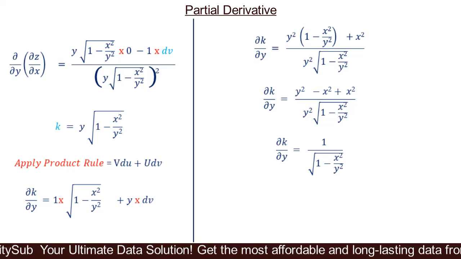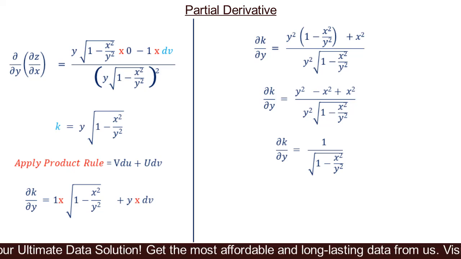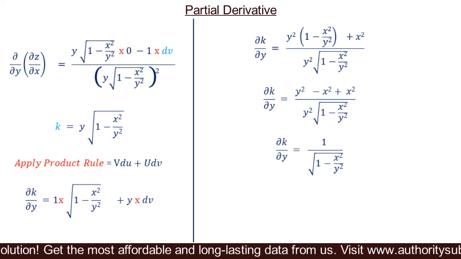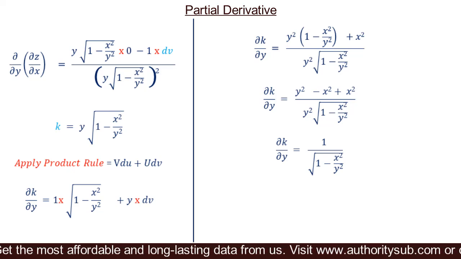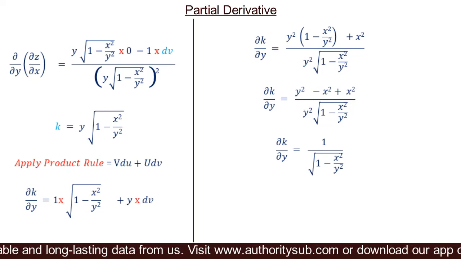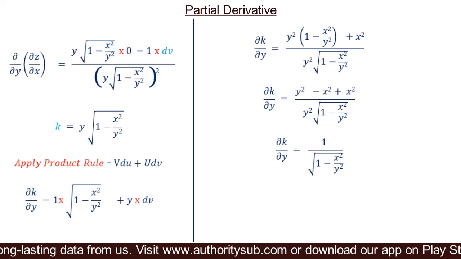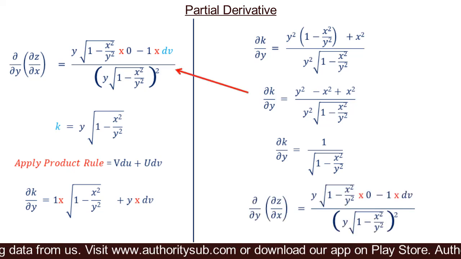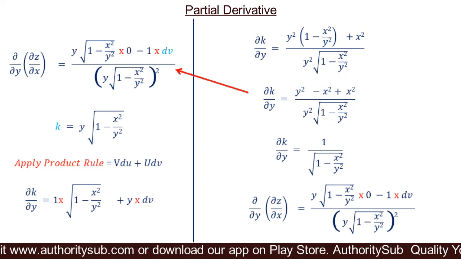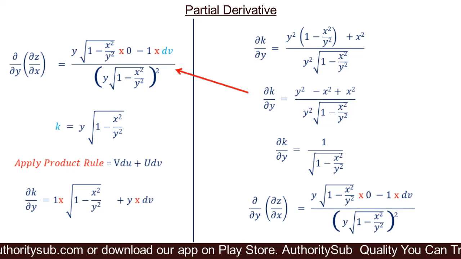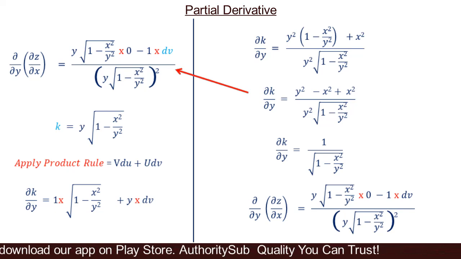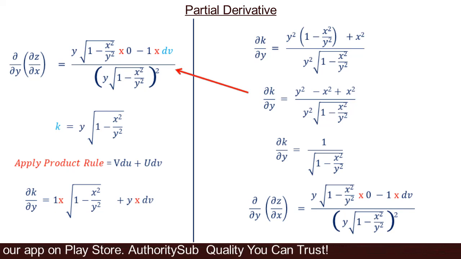When we started the second partial derivative with respect to y, you remember we are using the quotient rule. The quotient rule says v du minus u dv all over v squared. Now we bring the v up, multiplied by the derivative of u, which is 0, then minus the u, which is 1, multiplied by the derivative of v. Now, the derivative of v is what we just solved.